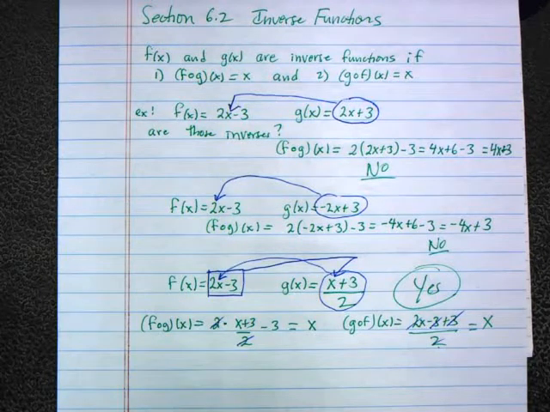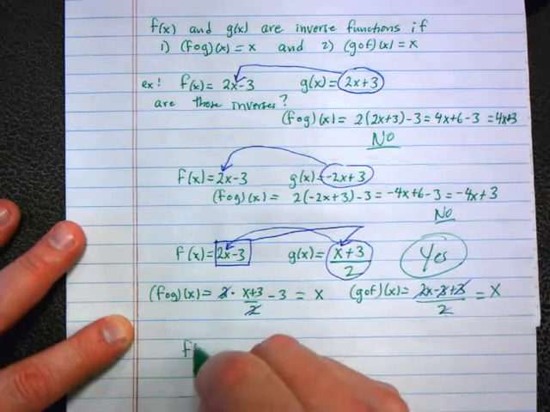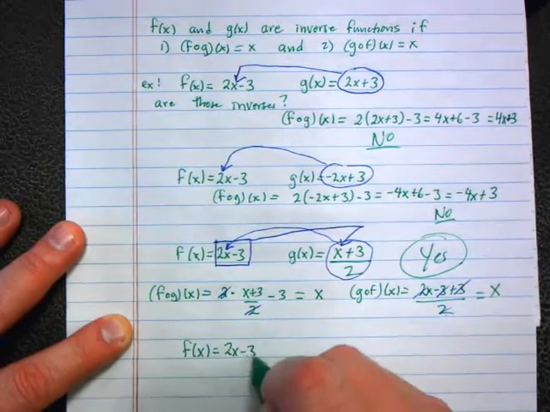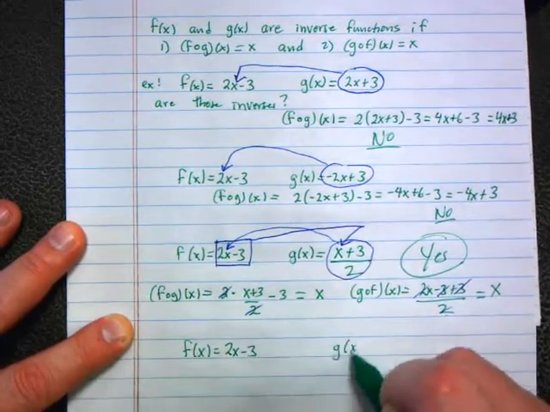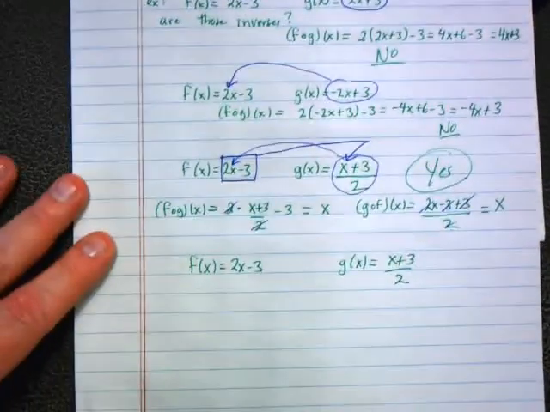Questions on that? All right, what I want to do now is I'm going to take these two functions. F of x is 2x minus 3, and g of x is x plus 3 over 2, and I'm going to build some tables.